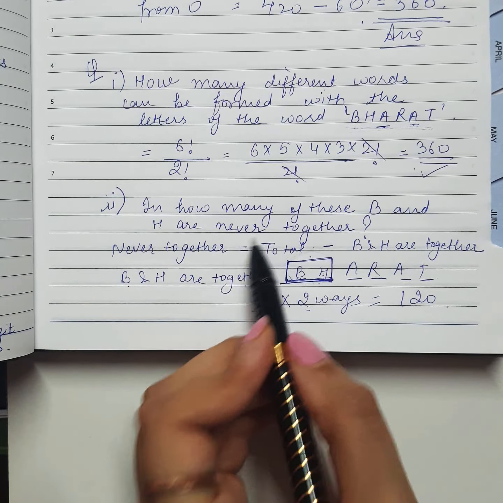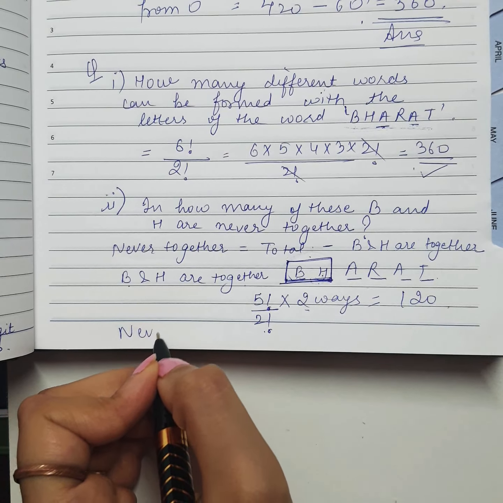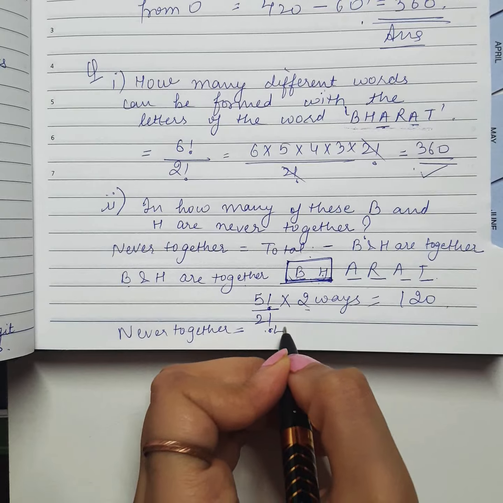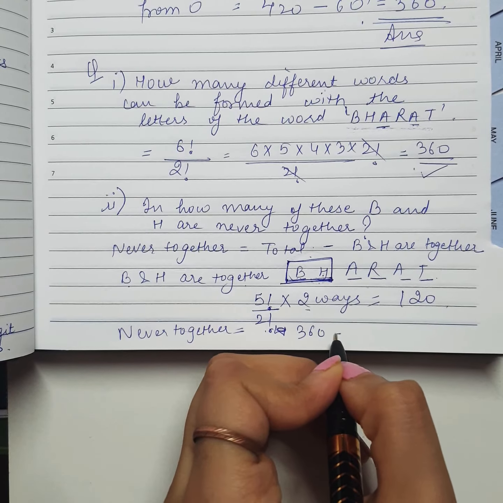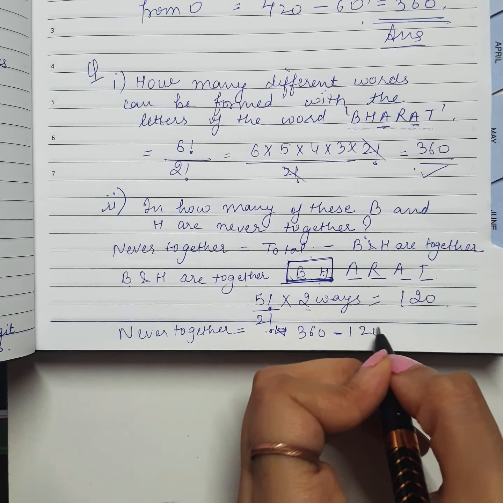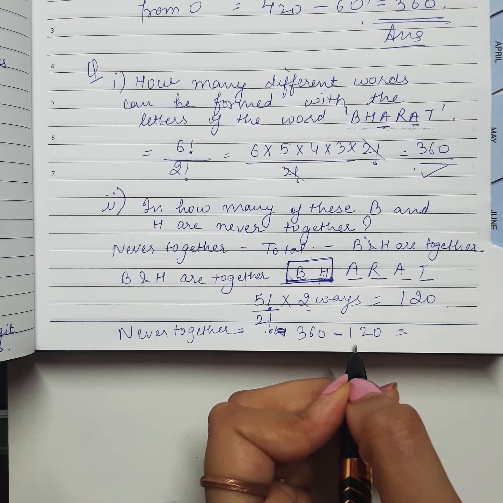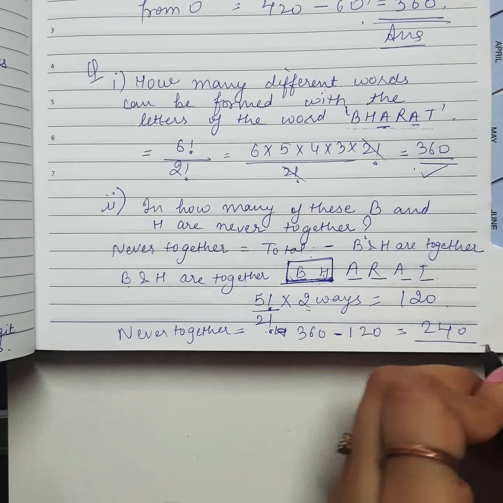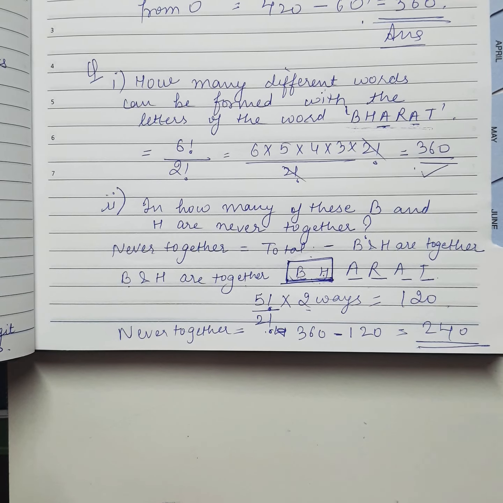Now the actual question is they should never occur together, which means total 360 minus those in which they are always together. Now that we have subtracted always together, obviously we are left with the ones in which B and H will never occur together. I hope this part is clear.